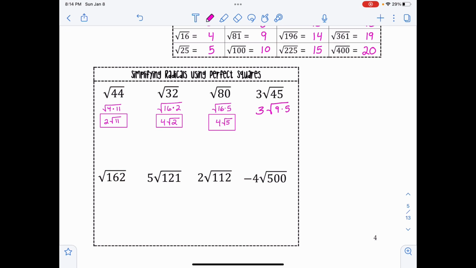45 breaks down into 9 times 5. The square root of 9 is 3. All right, I'm not going to take any shortcuts here. So I have 3 times the square root of 9 times the square root of 5. Square root of 9 is 3, and I cannot reduce the square root of 5. So 3 times 3 is 9 times square root of 5.